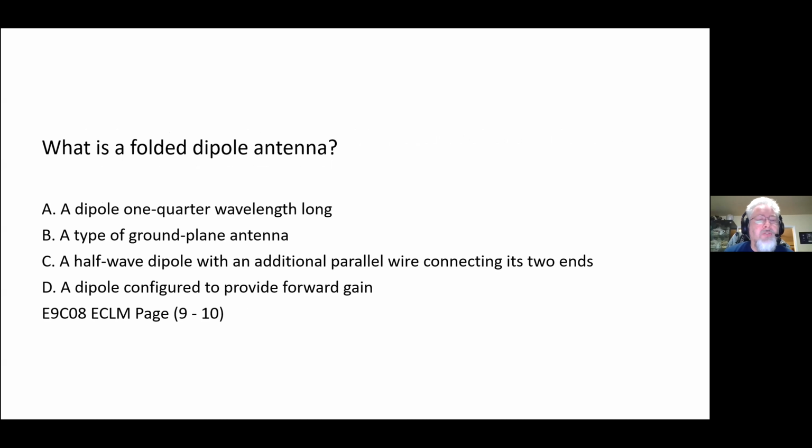What is a folded dipole antenna? A, a dipole 1/4 wavelength long. B, a type of ground plane antenna. C, a half-wave dipole with an additional parallel wire connecting its two ends. D, a dipole configured to provide forward gain. Charlie. Charlie is correct.